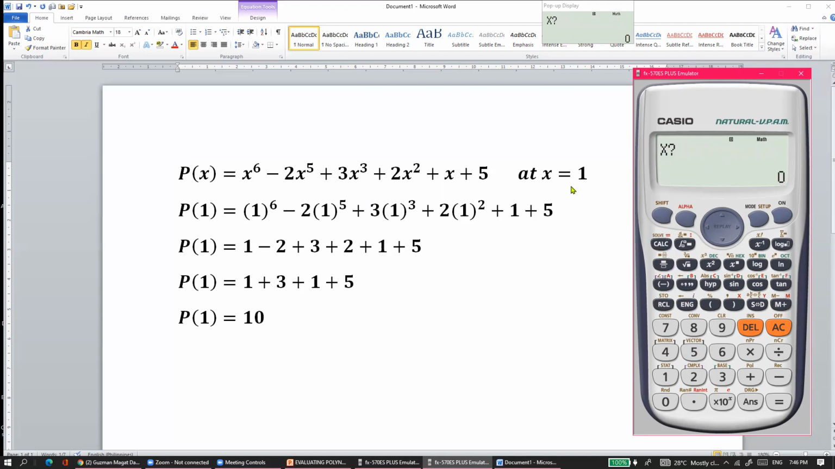And then, ano daw ang value ng x? I'll type 1, then equal. You can see that, 10. So, walang kawala. Nakuha mo ba, anak? Klaro ba? Klaro ba yung session natin?